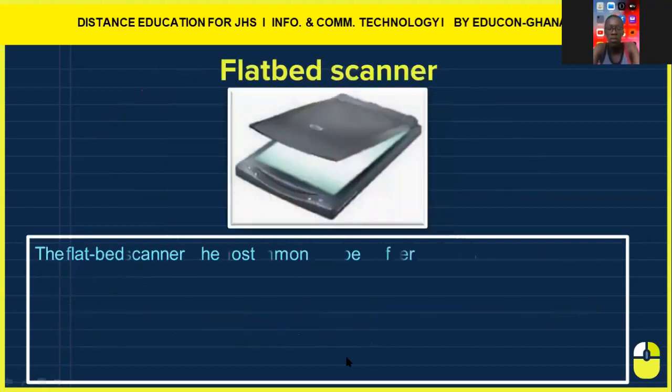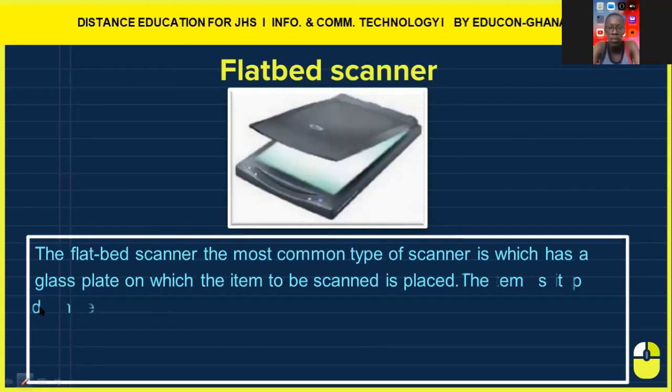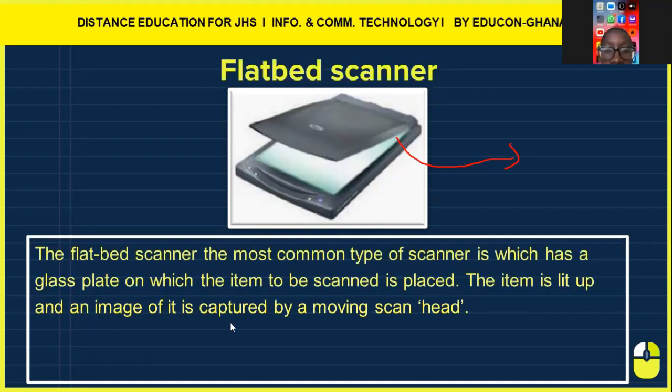Now, flatbed scanner. This scanner is known as flatbed scanner, but usually when you see this in examination and you write scanner, you are right. But then the correct name is flatbed scanner. Why? Because we have different types of scanners, and you will see another type of scanner very soon. So the flatbed scanner is the most common type of scanner, which has a glass plate on which the item to be scanned is placed. So the item is lit up and an image of it is captured by a moving scan head.